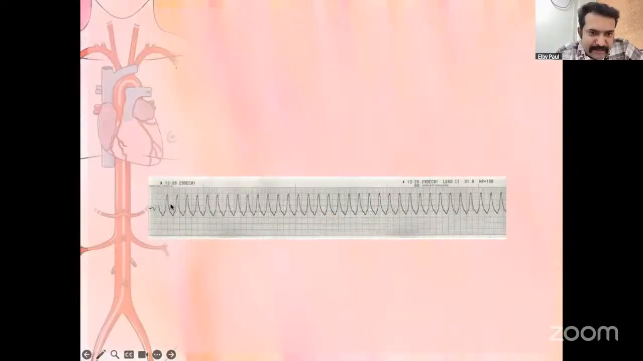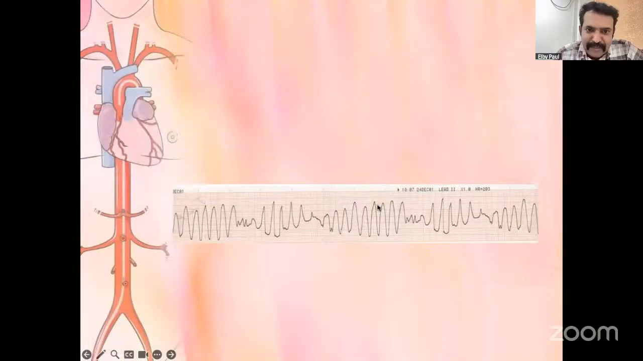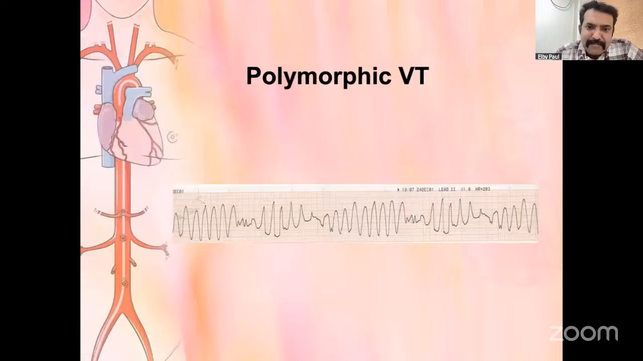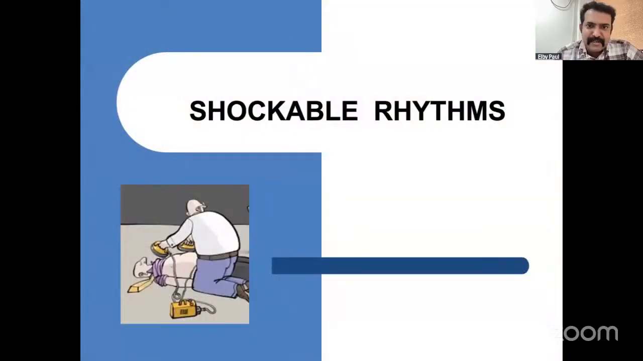This is the morphology. The morphology is the pattern. This is monomorphic VT: ventricular tachycardia with the same M-type pattern, and it is regular. Polymorphic VT has a QRS complex that is wide, but this is a different pattern. There is a big M, then a small M, again big M, again small. The pattern is frequently changing. It is called polymorphic VT. This is irregular, and the other one is regular. These are the shockable rhythms.